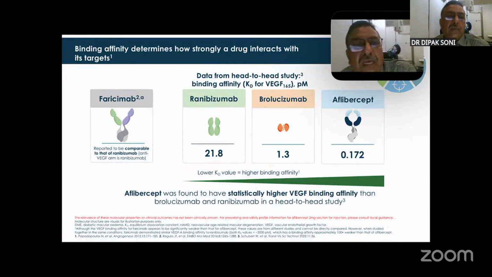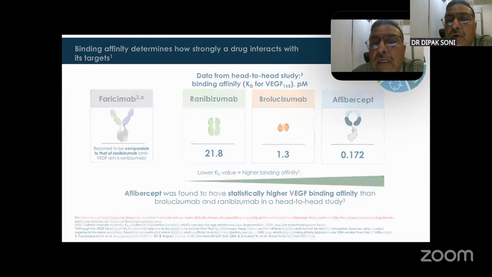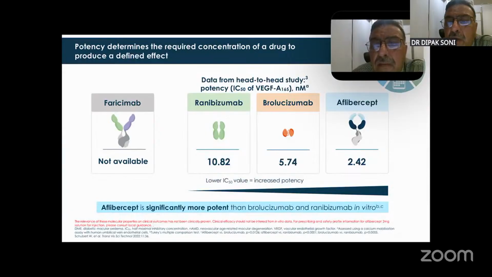Second, potency determines the required concentration of drug to produce a defined effect. For faricimab, the value is not available. In ranibizumab, it is 10.82. In brolucizumab, 5.74. And in aflibercept, it is 2.42. The lower the potency value, the higher the drug effect.